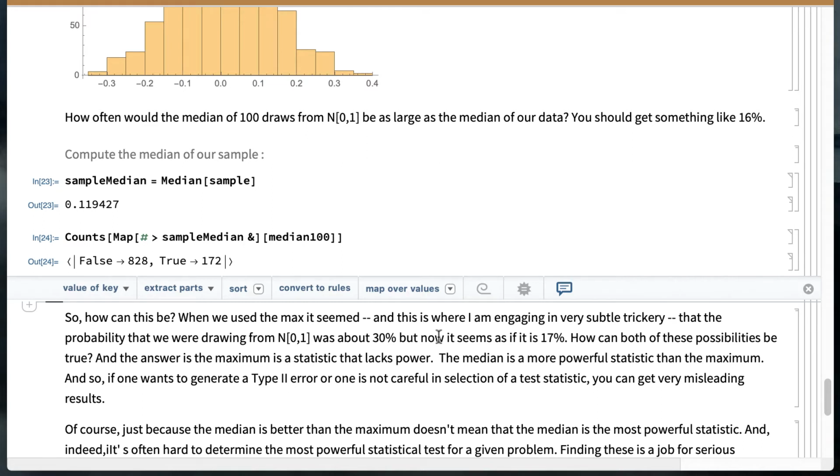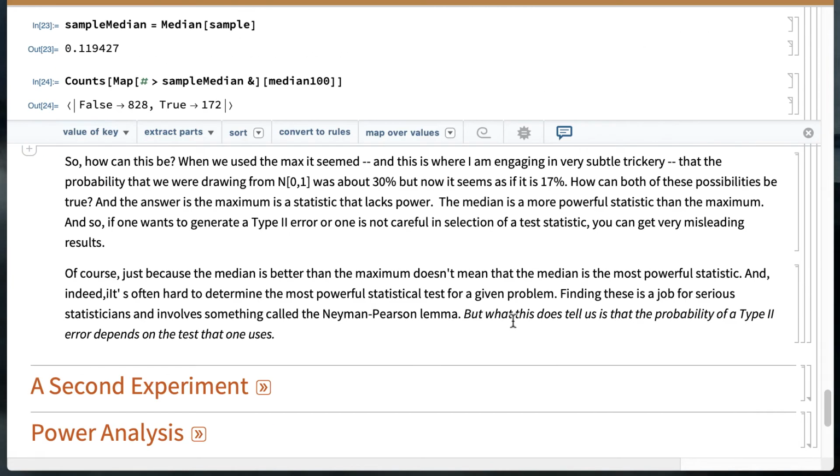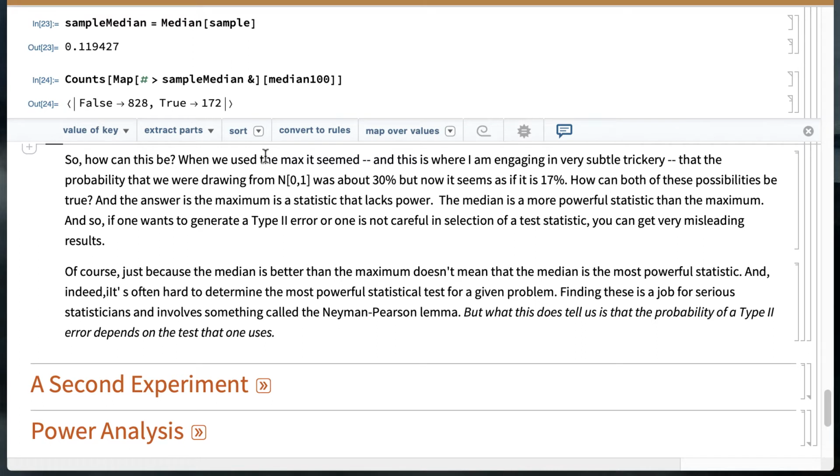So what this is establishing is that your choice of statistic matters and that you may not be able to detect a departure from the null hypothesis if your statistic isn't powerful enough. Okay? Now, maybe there's something better than the median. Maybe the mean, or maybe the cube root of the third biggest number is the best statistic.